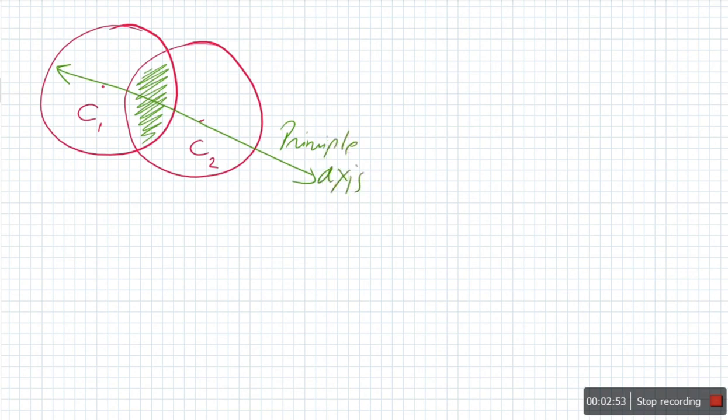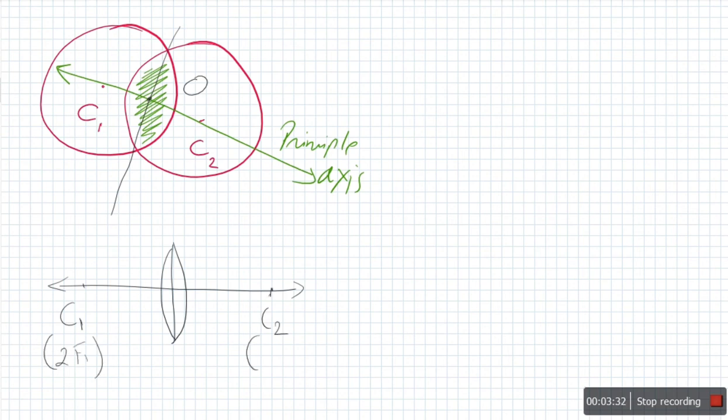The next term is the center of these two surfaces of the lens. The center of the lens is called O, the optical center. So let's make this again. There is the principal axis, and we have a convex lens. Here we have center of curvature 1, here we have center of curvature 2. We also call center of curvature 1 as 2f1, and here 2f2. This is O.